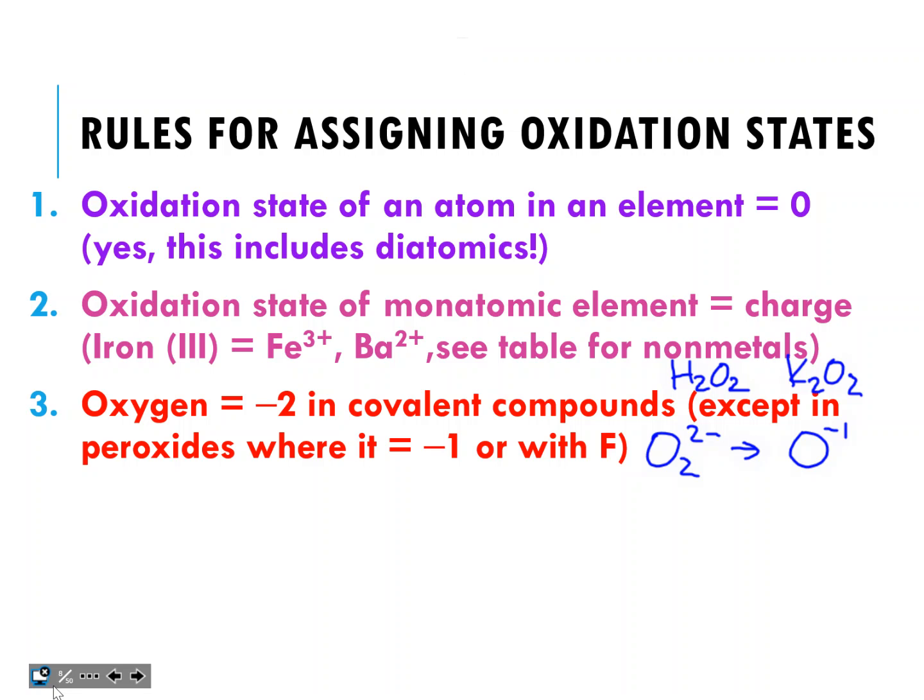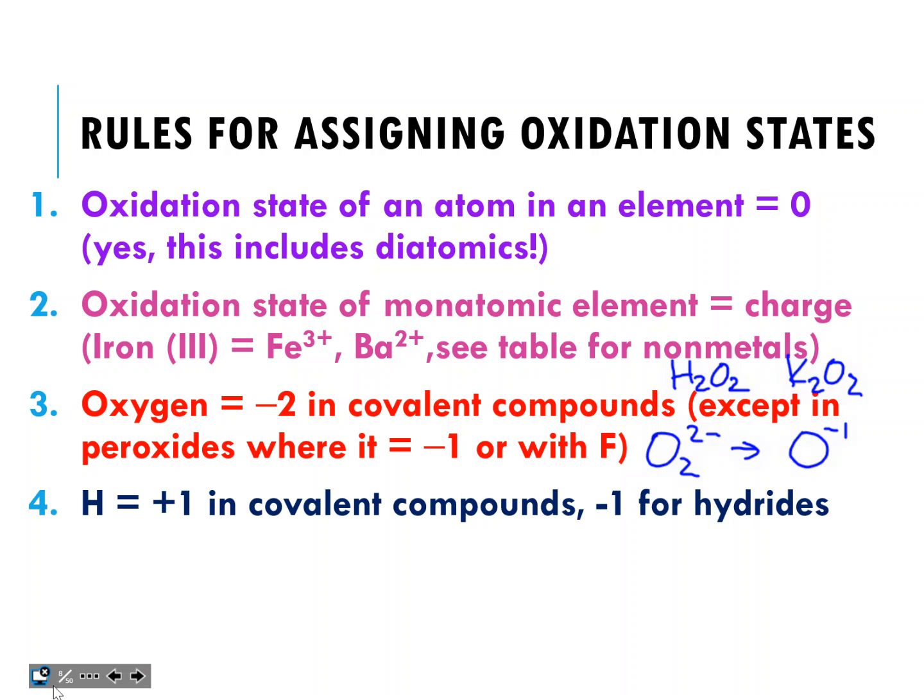The other case where oxygen may not be assigned a -2 is if it's in a compound with fluorine. Fluorine is the most electronegative element on the table. So if you have to decide between oxygen and fluorine who gets to be assigned the negative number, it's going to be fluorine because it's more electronegative. Remember, electronegative means that it's going to be attracting electrons to it.